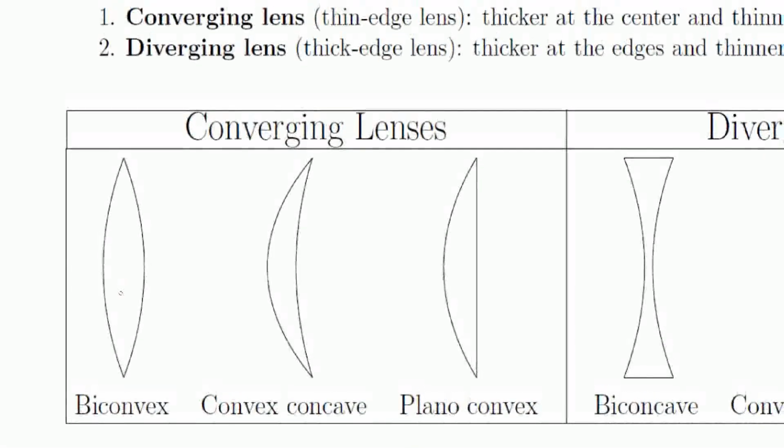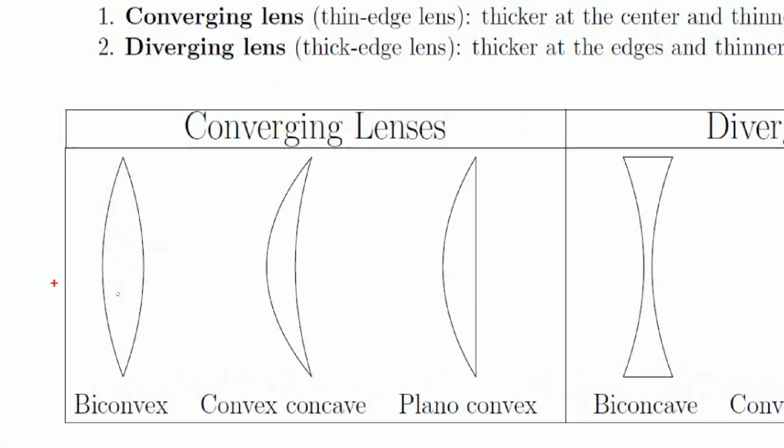Here we have some examples of converging lenses. A converging lens is thicker at the center and thinner at the edges, and this is known as biconvex. This is a converging lens because it's thicker at the center and thinner at the edges. This is convex concave.